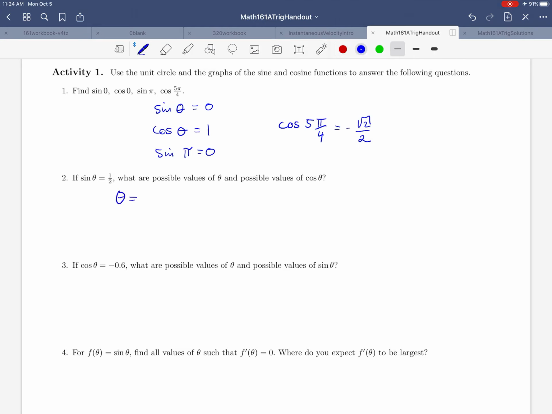So we saw that possible values for theta were pi over 6, which gave us a cosine of pi over 6 of root 3 over 2. But then we also had a second possibility, theta equals 5 pi over 6, which would give us a cosine of 5 pi over 6 of minus root 3 over 2.